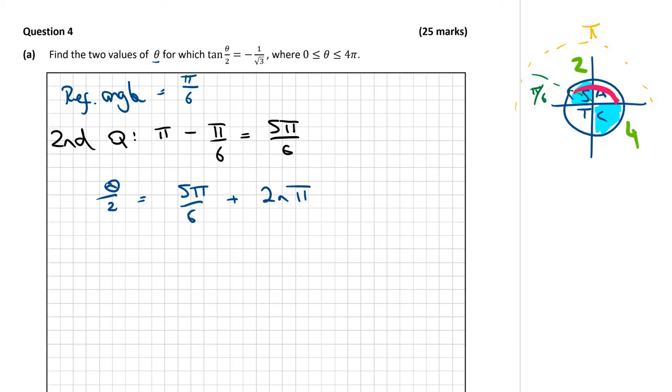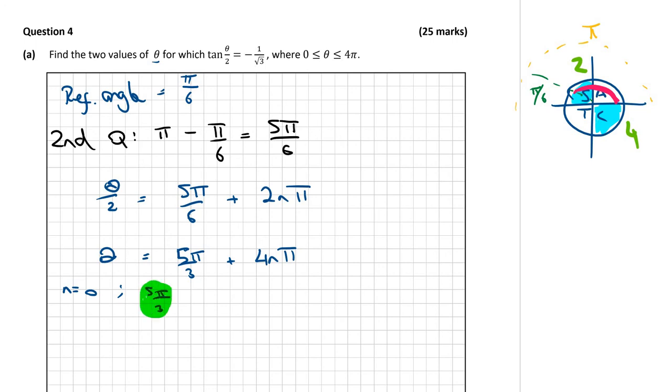Now we're actually interested in what theta is, so we multiply everything by 2. So theta is equal to 5 pi over 3 plus 4n pi. And now all we're going to do is substitute values of n. So when n equals 0, we've got 5 pi over 3 plus 0 pi, which is 0. And when n is equal to 1, we've already gone back around the entire circle there, so there's no more values of theta there. So this is going to be one of our answers, 5 pi over 3.